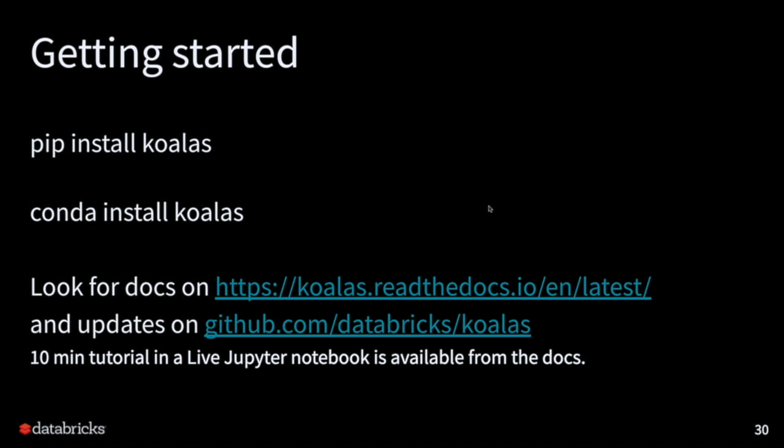Please get started soon. You can install Koalas by pip or conda command. If you don't have a Spark cluster yet, you can also install PySpark with a pip or conda command. Also, please take a look at the documents and follow the updates on GitHub. There is a 10-minute tutorial in a live Jupyter notebook available, and you can also easily import it into a Databricks notebook.